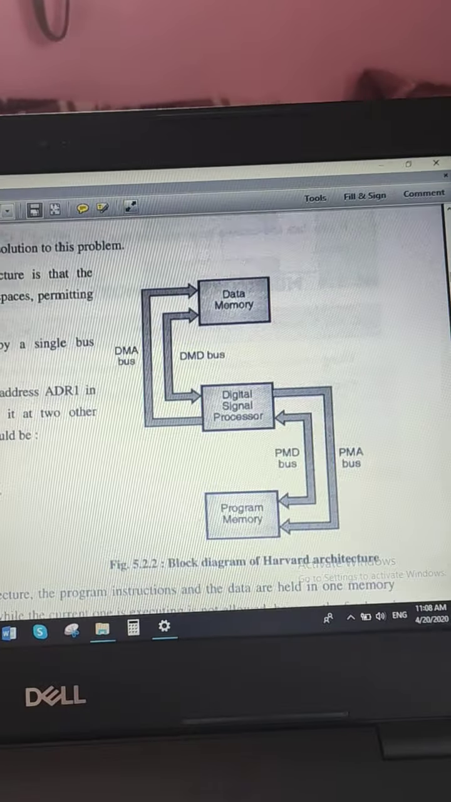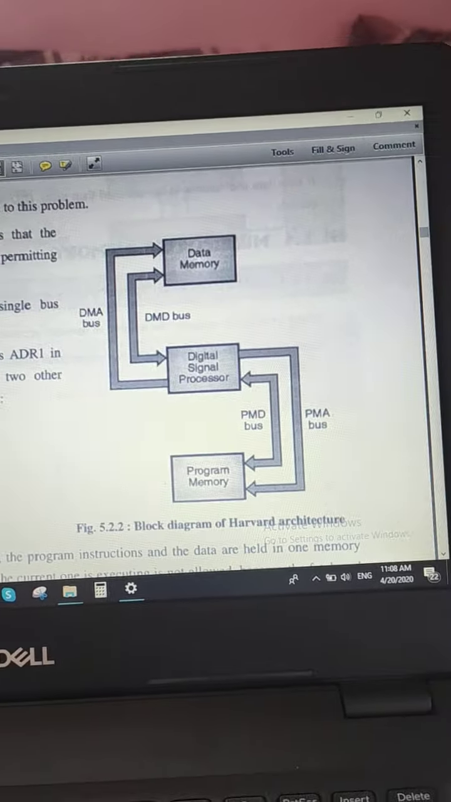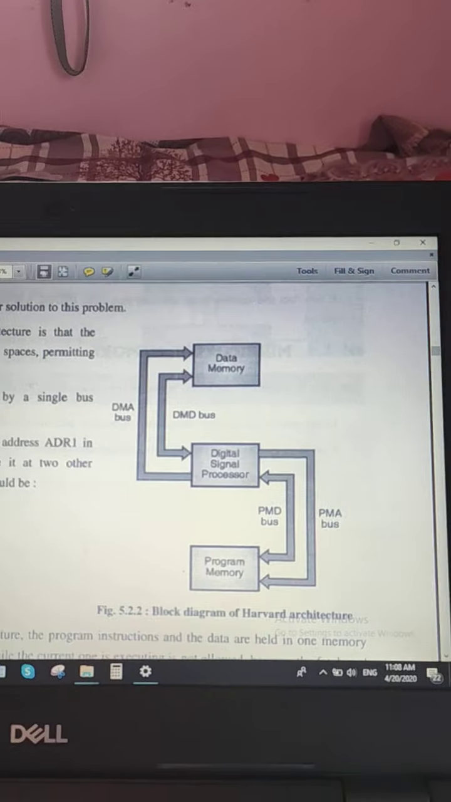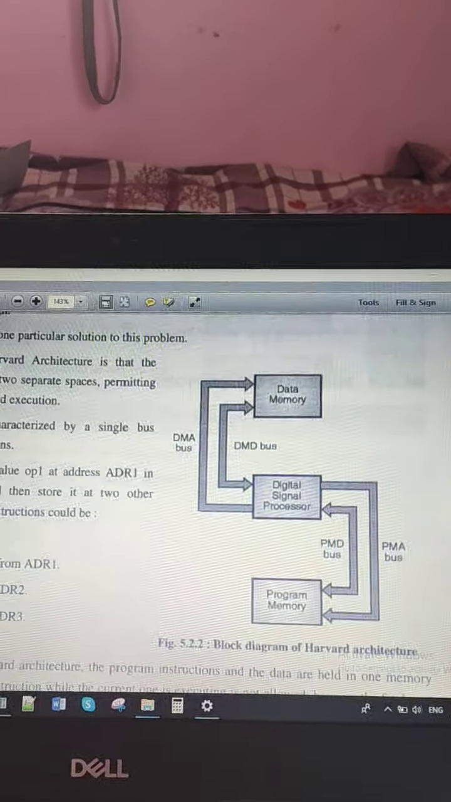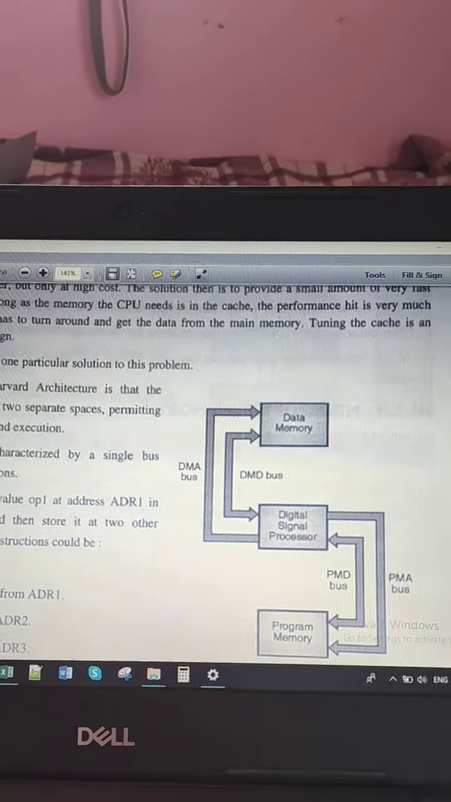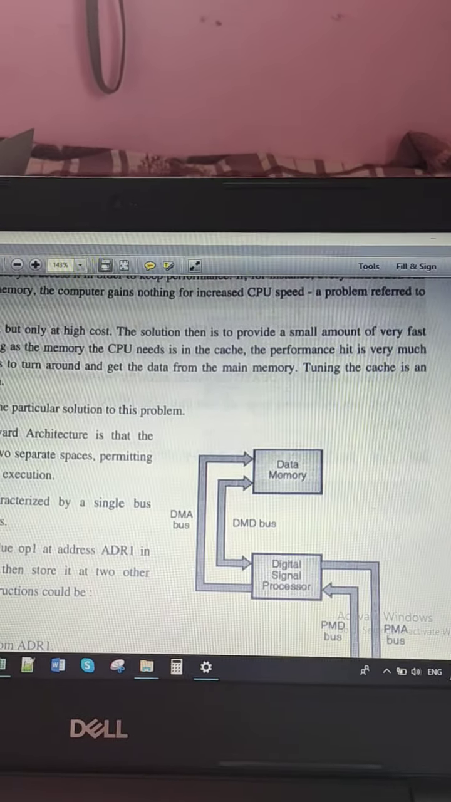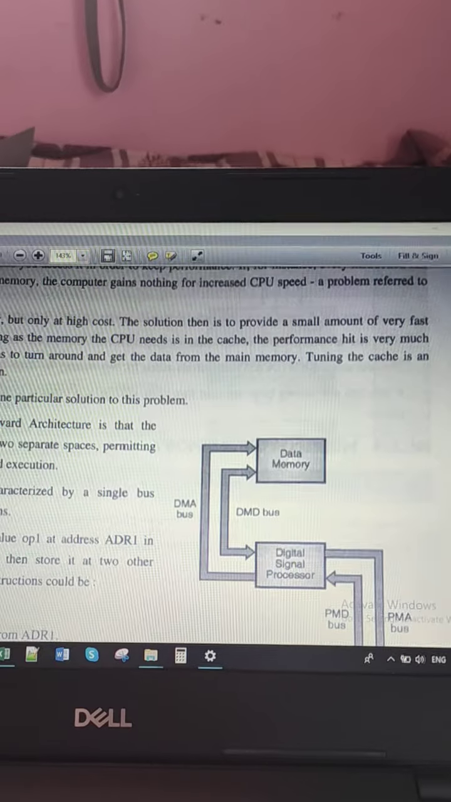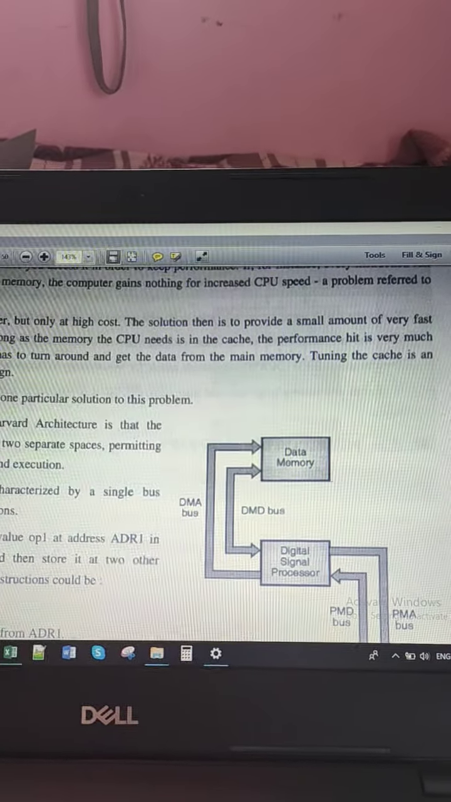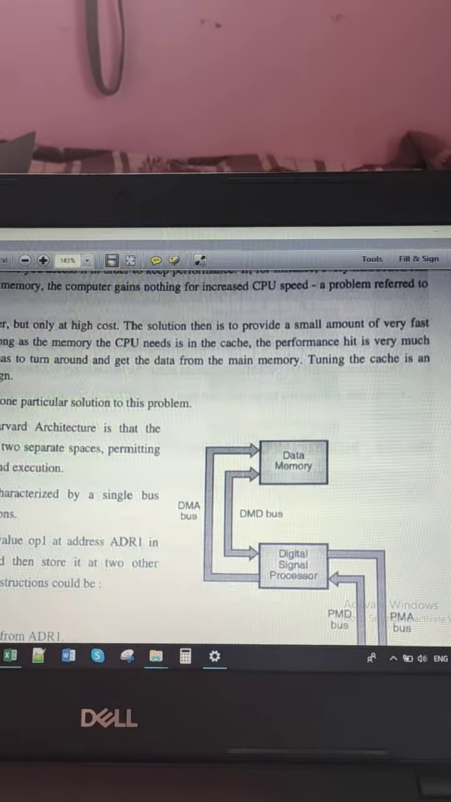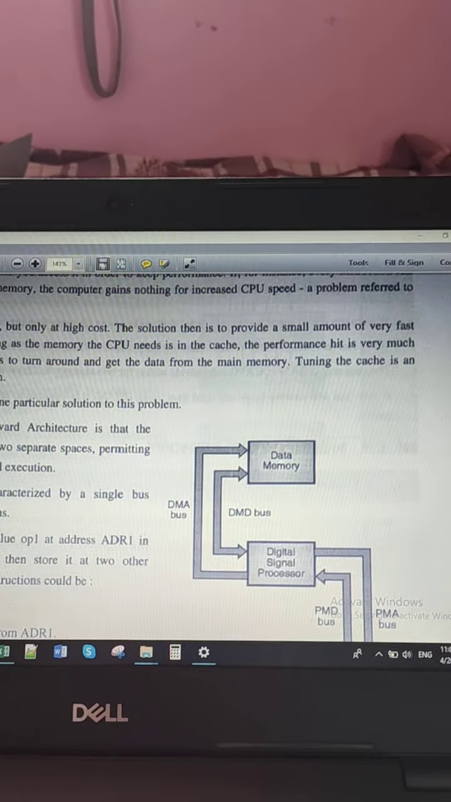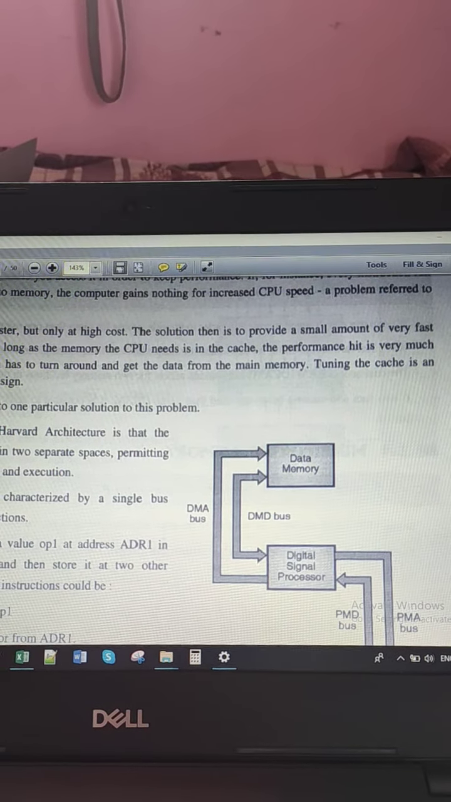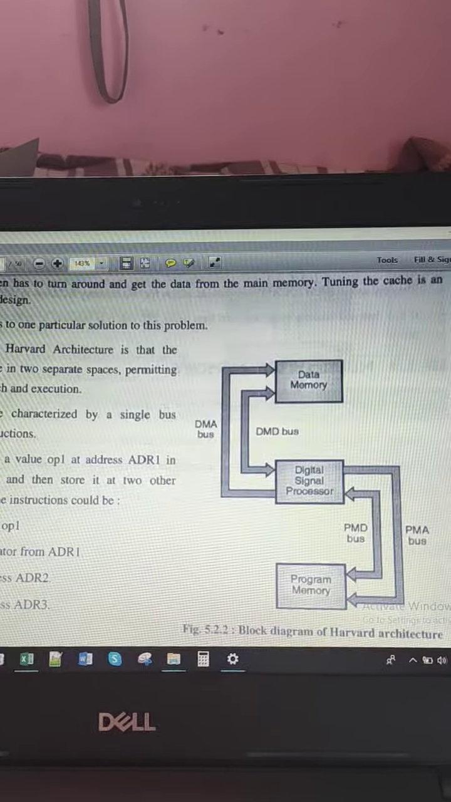So this is one block diagram of the Harvard architecture that consists of the digital signal processor and two memories, one the program memory and one the data memory. Normally the memory can be made much faster but only at a high cost. The solution to this problem is a small amount of very fast memory called a cache. As long as the memory the CPU needs is in the cache, the performance is very high. Otherwise the CPU has to turn around and get data from the main memory. The Harvard architecture is one of the solutions.